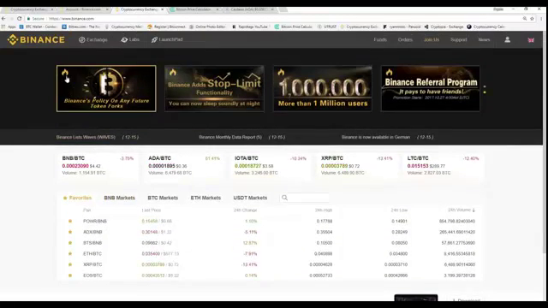So what I want to go over right now is all the separate tabs up here to show you guys everything you need to know, as well as being able to navigate the exchange with ease.